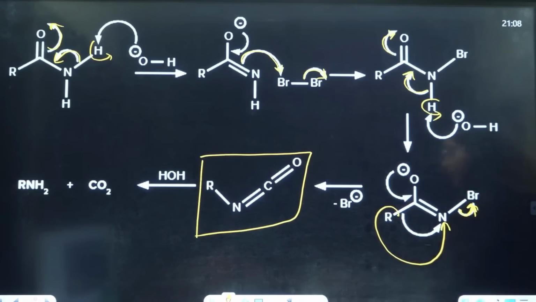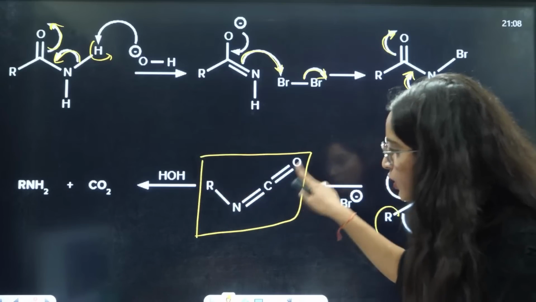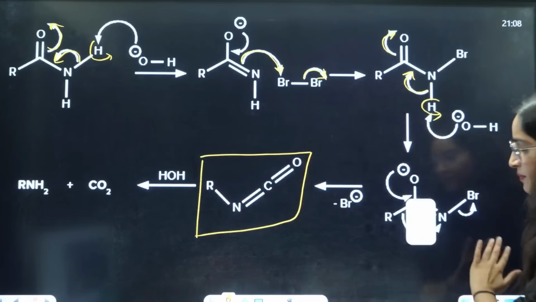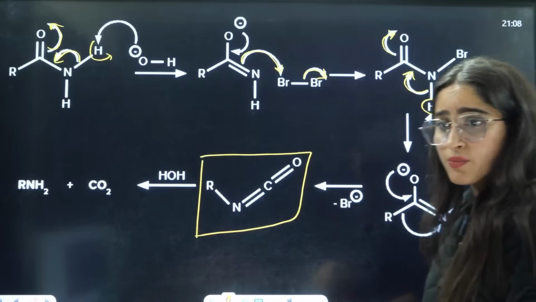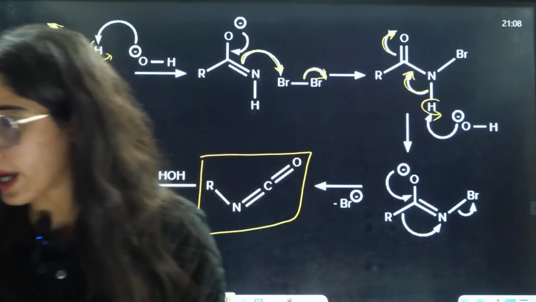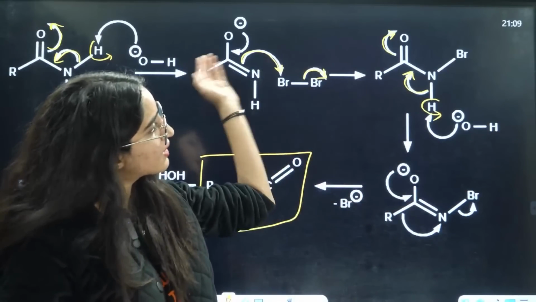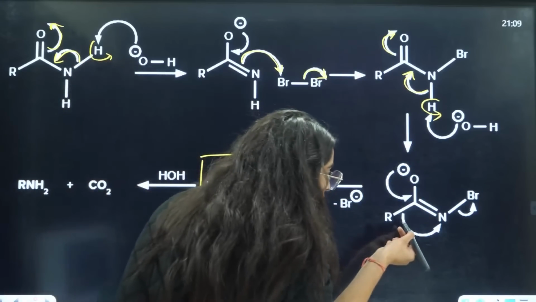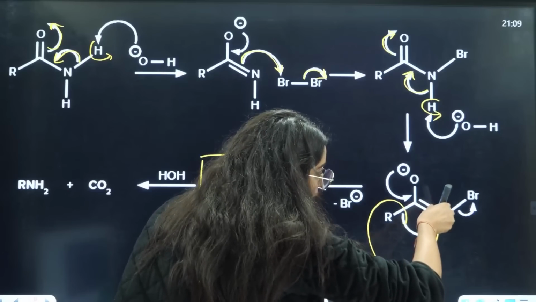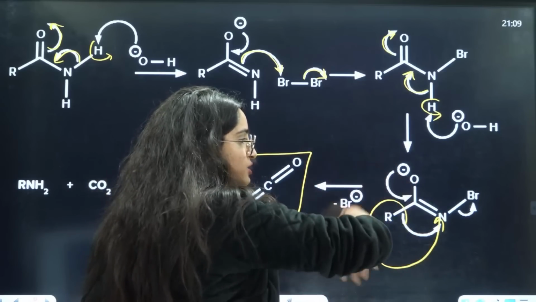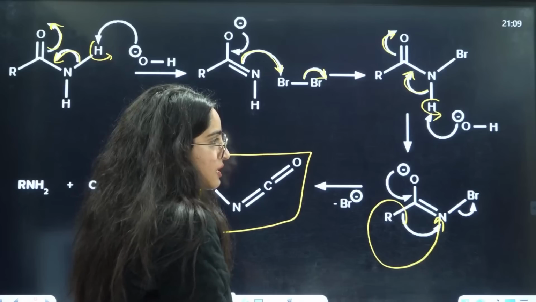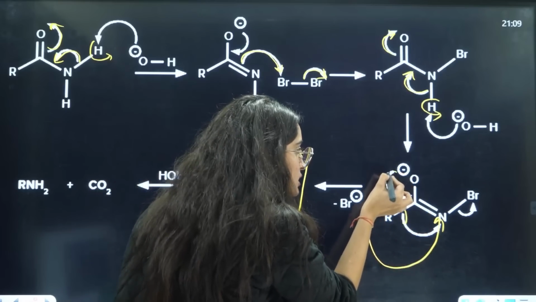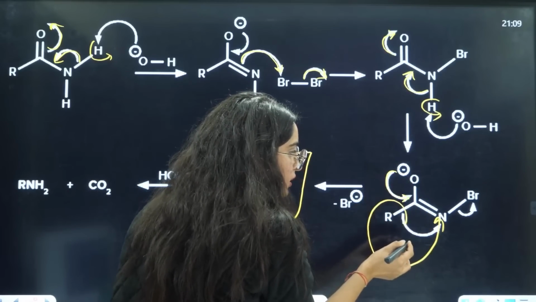RNCO, we want to make RNCO. That is why this step and this mechanism are important. Till here everything is simple. This step is important. This R is going to shift to this position, and then the pi electrons have shifted here.